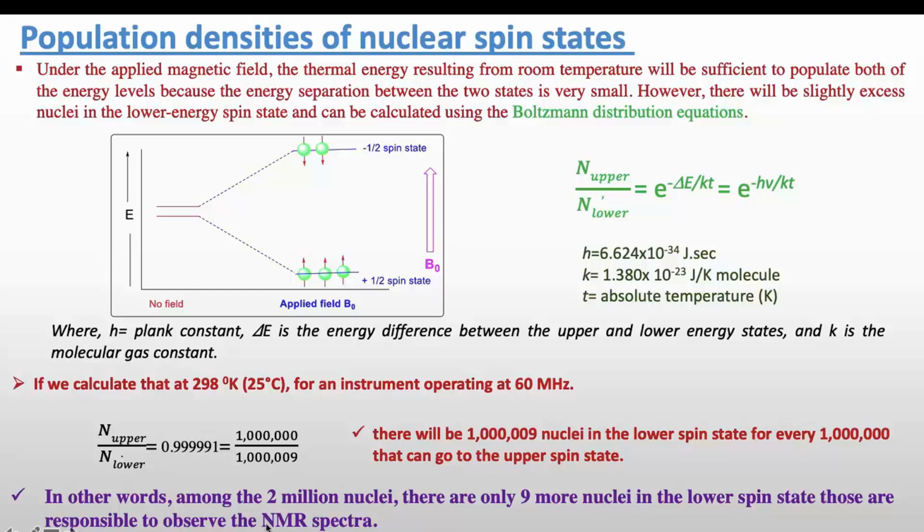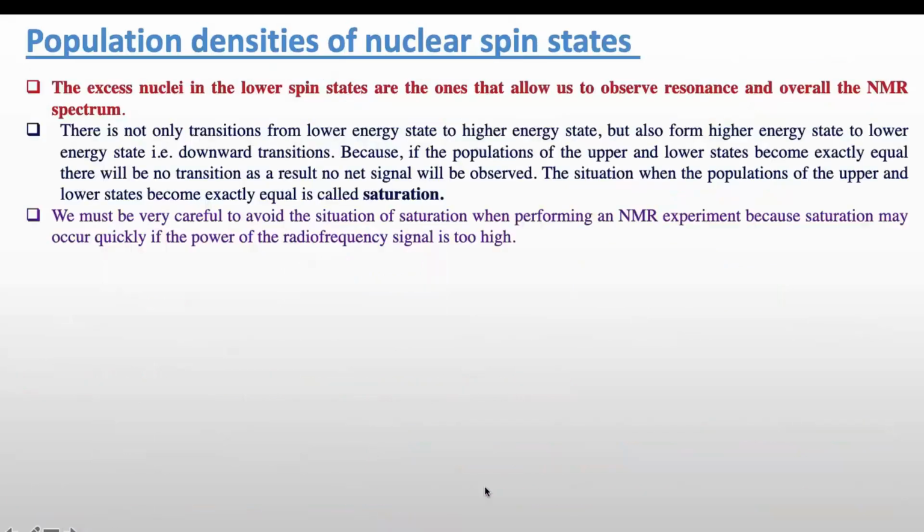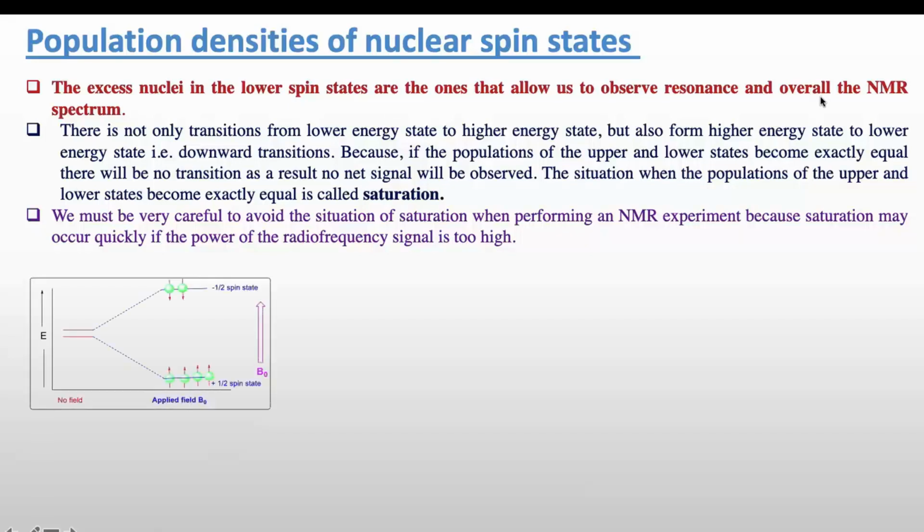Those are responsible for the observed NMR spectra. So very few molecules in lower energy spin states are responsible for getting NMR spectra, as you can see here. Because here we are talking about 2 million nuclei, and among these 2 million nuclei, only 9 nuclei are responsible for getting the NMR spectrum. Again, the excess nuclei in the lower spin state are the ones that allow us to observe resonance and overall the NMR spectrum. So as you can see in this figure, only these extra 2 nuclei will be responsible to get the NMR spectrum in this condition.